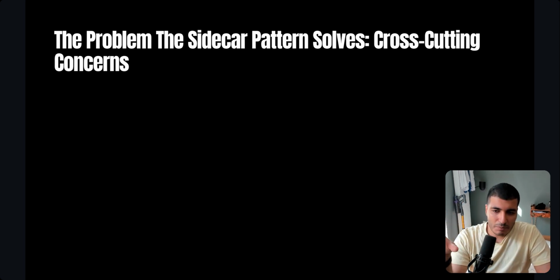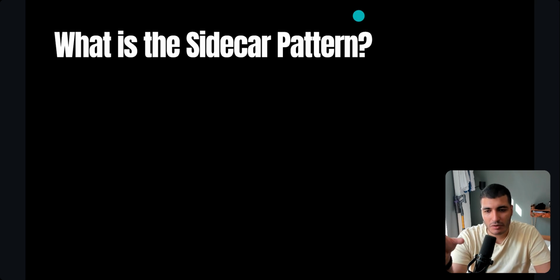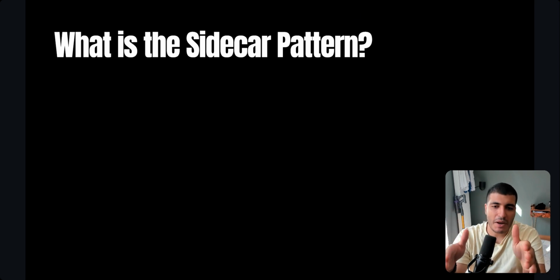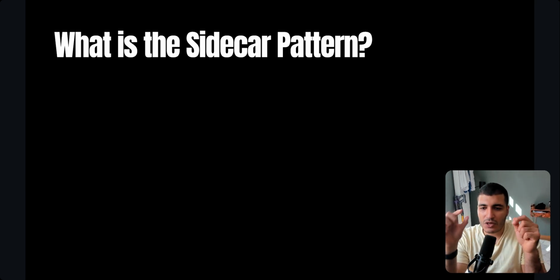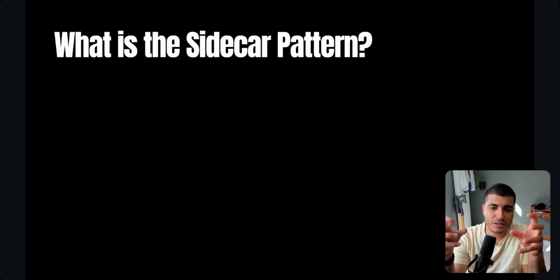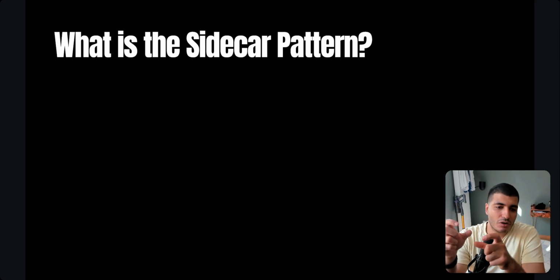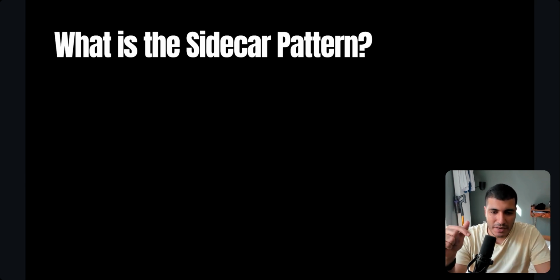The sidecar pattern helps solve this problem. Basically, the sidecar pattern involves deploying a secondary container alongside your main application container within the same pod in Kubernetes or host. This sidecar container encapsulates a set of common functionalities that are tightly coupled to the primary application's lifecycle but remain decoupled from its core business logic.